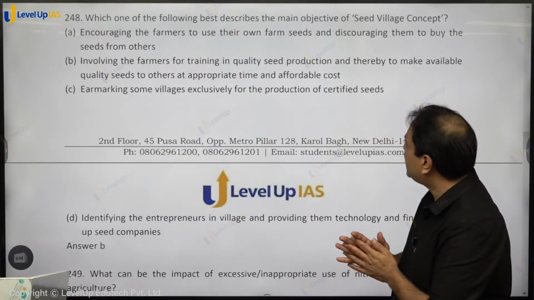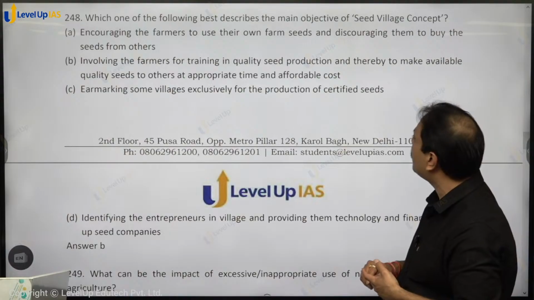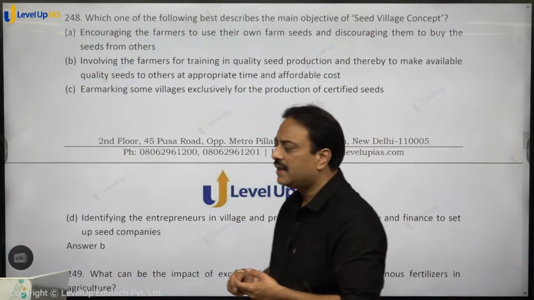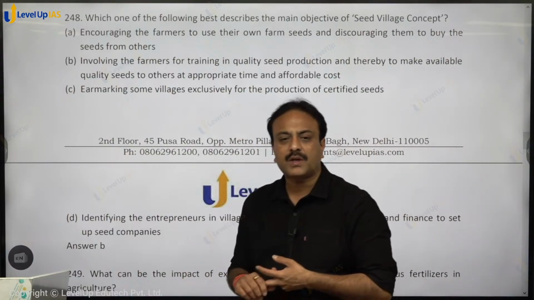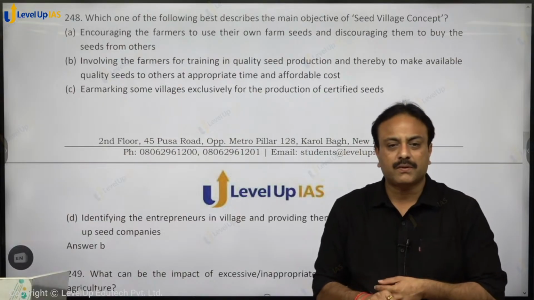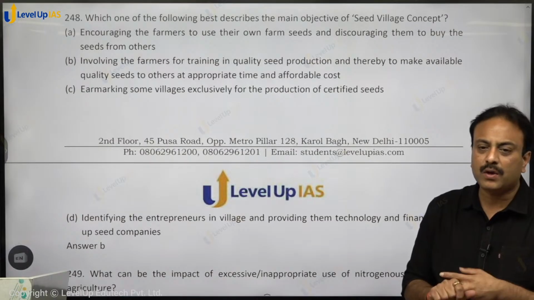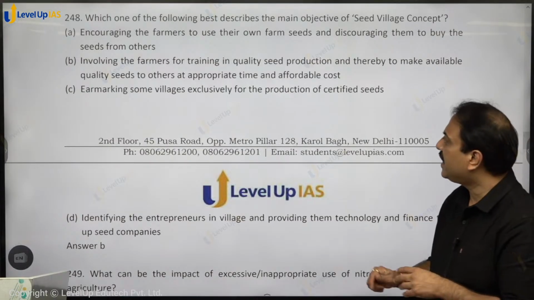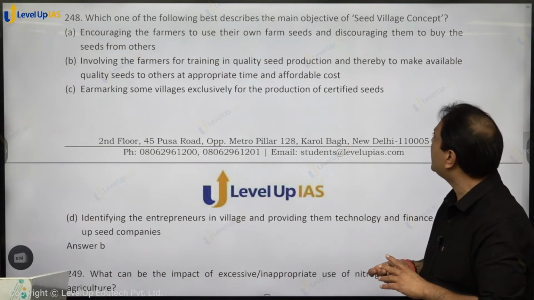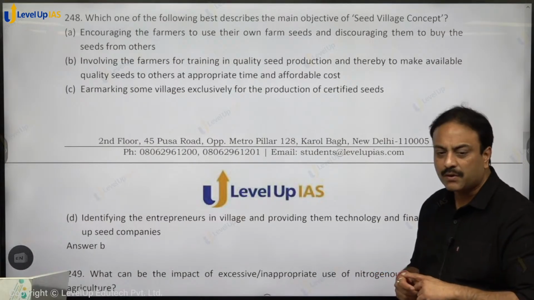Which one of the following best describes the main objective of the seed village concept? The seed village concept was initiated by the Government of India. The purpose was to make good quality seeds easily affordable to the farmers. Encouraging the farmers to use their own farm seeds and discouraging them from buying seeds from others, it was nothing like that.